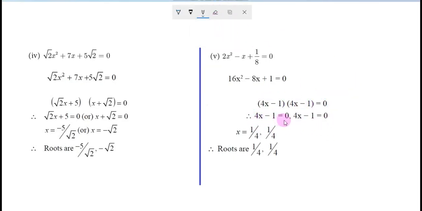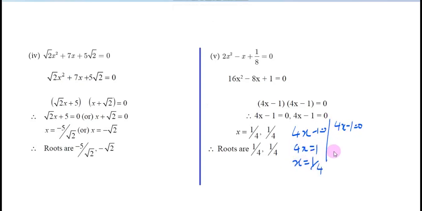4x minus 1 equal to 0, there also 4x minus 1 equal to 0. Here 4x equal to 1, x equal to 1 by 4. The same thing there, 4x equal to 1, x equal to 1 by 4. Understood? So the roots are 1 by 4 comma 1 by 4.